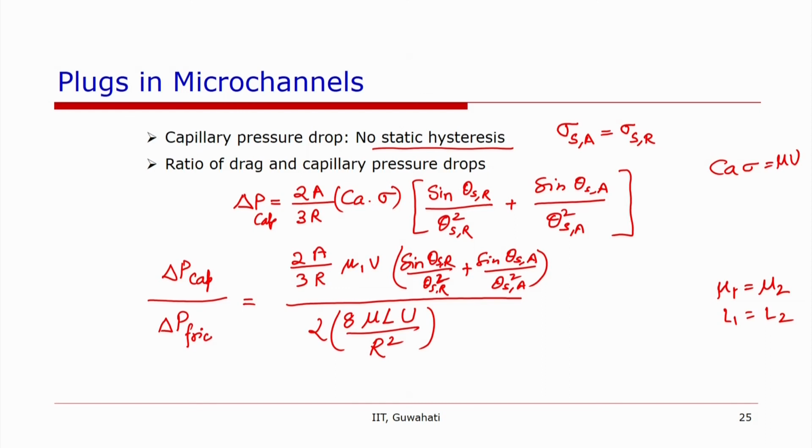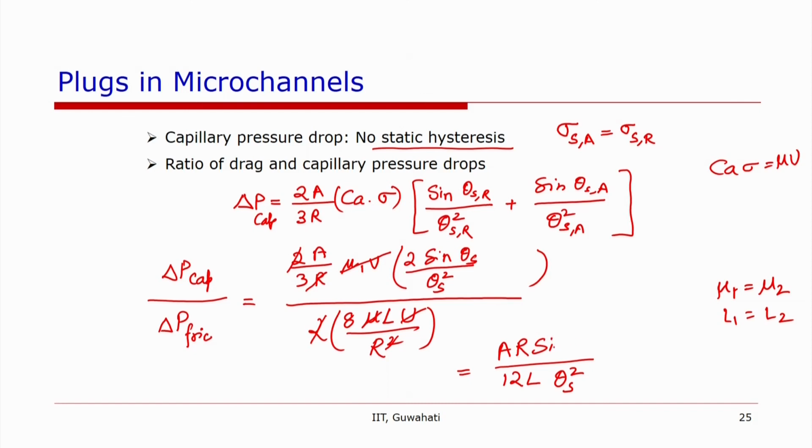And if theta SR and theta SA are equal, one will have this substituted by 2 sin theta S divided by theta S squared. Since mu1 and mu2 are the same, mu will cancel out, one of r will cancel out, and we will have 8 into 2, so this 2 into 2 will cancel out, and we will have 4 into 3, 12 L theta S squared, and at the top we will have AR into sin theta S. So that will be the ratio of delta P capillary over delta P friction.